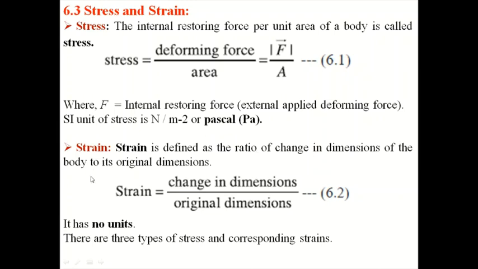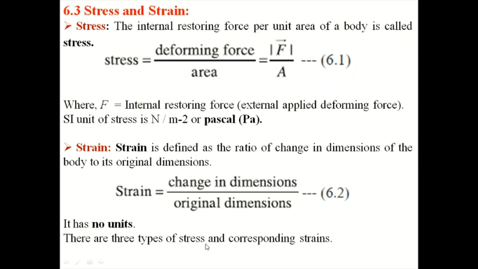After that we come to the point strain. Strain means what? Strain is a measure of deformation of the body. When two equal and opposite forces are applied to an elastic body, there is a change in dimension of the body. This change is known as the strain. Strain is defined as the ratio of change in dimension of the body to its original dimension, and both quantities have the same unit, so it cancels, so strain has no units.